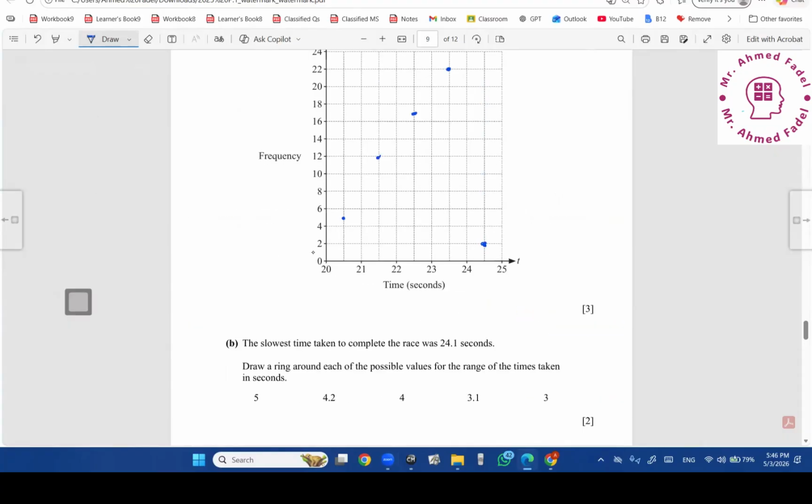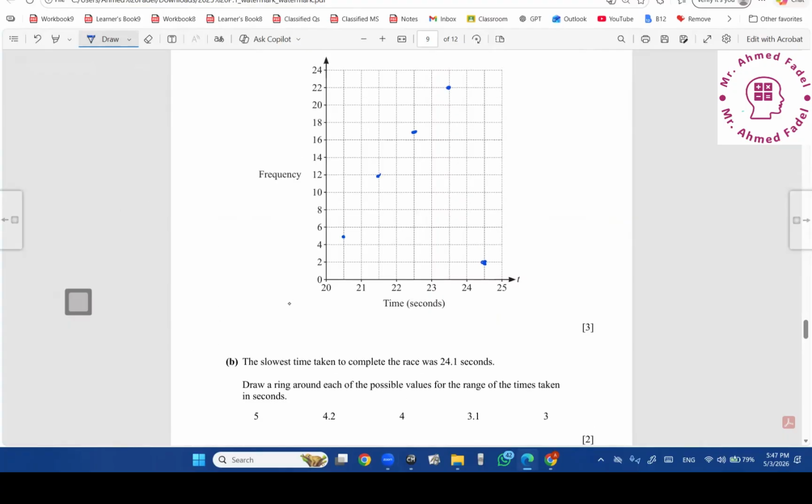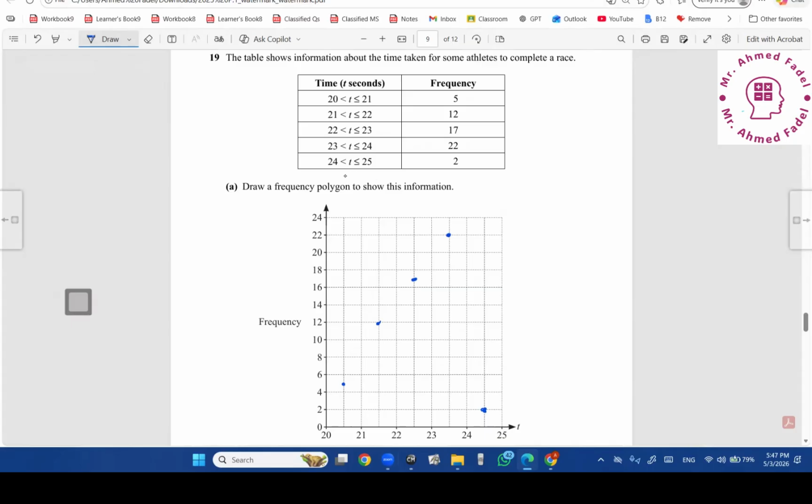The slowest time taken to complete the race was 24.1 seconds. Draw a ring around each of the possible values for the range of the times taken in seconds. All right, they're saying to you here that the slowest time was 24.1. Slowest time means the largest time. If you're taking the largest time to move, that means that you are the slowest. It's not the least time. So the slowest time, they're telling you, is the largest time, 24.1. This is largest.